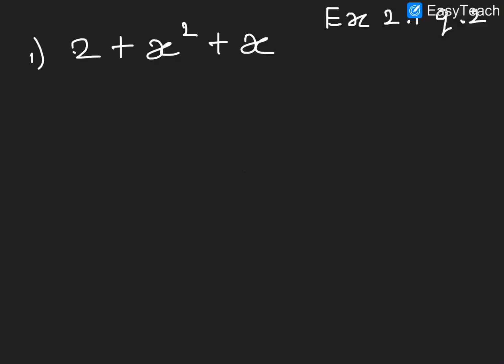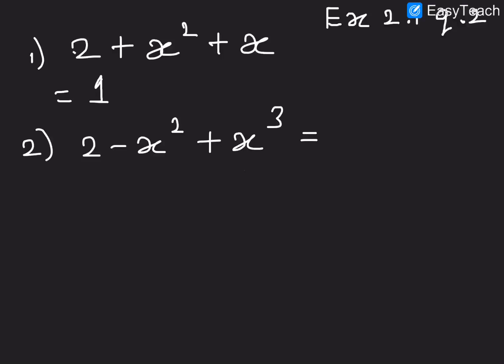Now if we see over here, x square. As x square is a single term, an individual term, we know that the number associated with x square is equal to 1. So what we can say is, the coefficient of x square is equal to 1. Second example, 2 minus x square plus x cube. Now again we want to write the coefficient of x square.